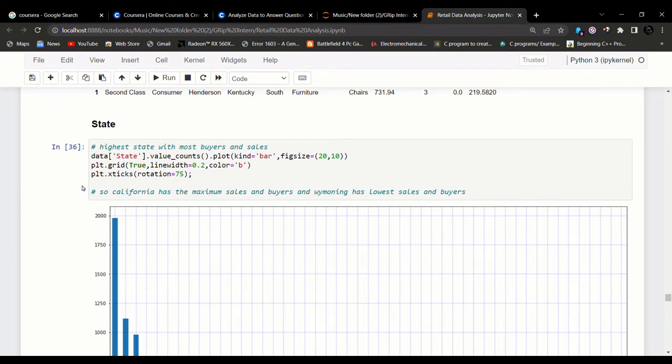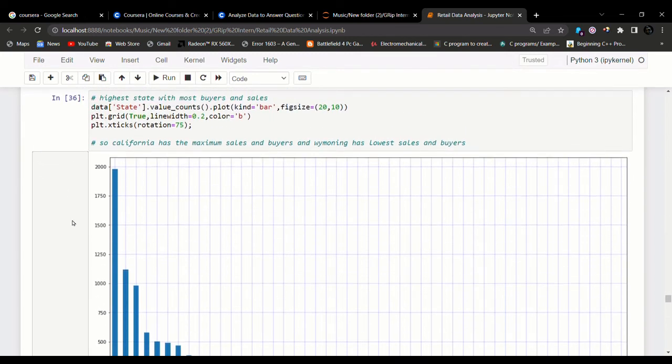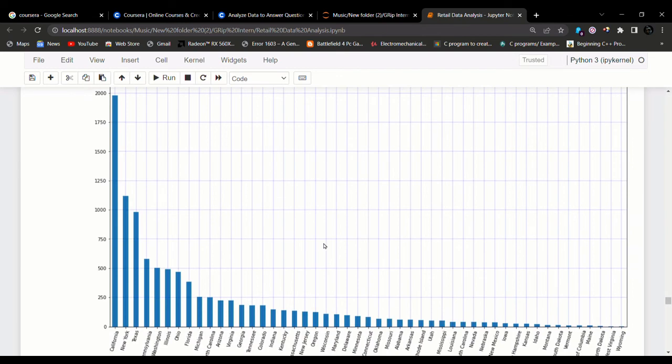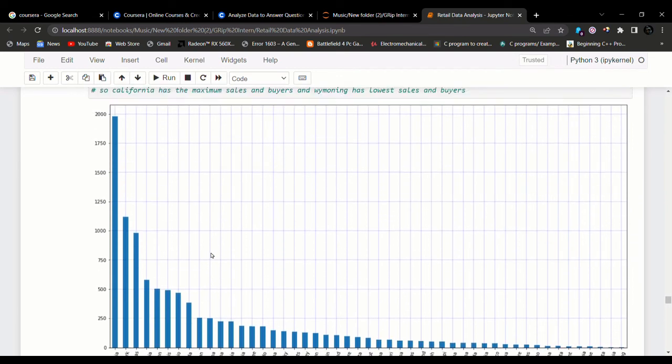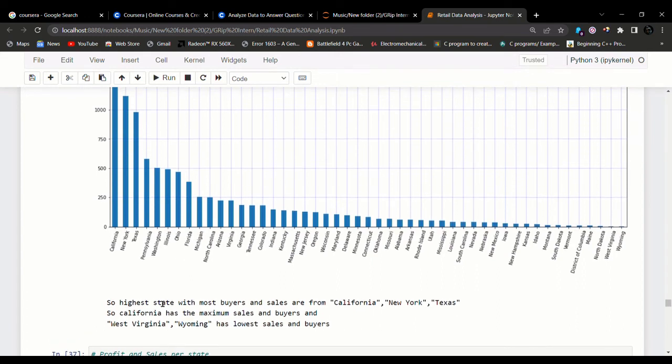Now heading to the state column, we have displayed the state unique values in the form of a bar chart. As you can see, this is the bar chart, and by observing it, the highest states in buyers and sales are California, New York, and Texas. So California has the maximum sales and buyers, and West Virginia and Wyoming have the lowest sales and buyers.